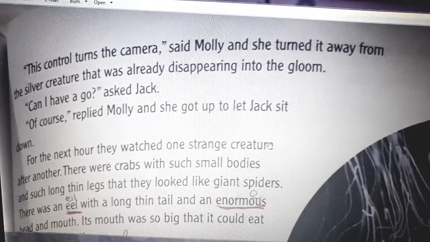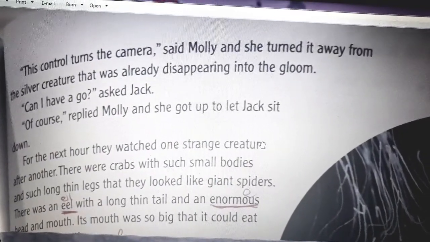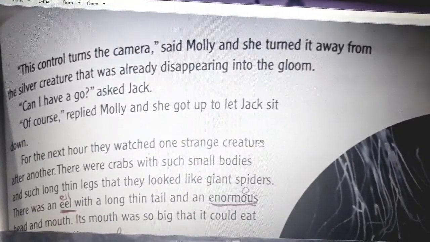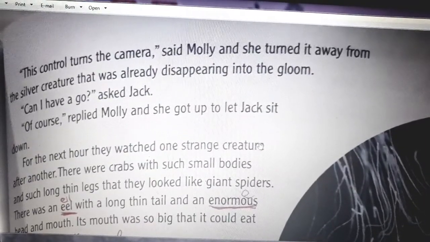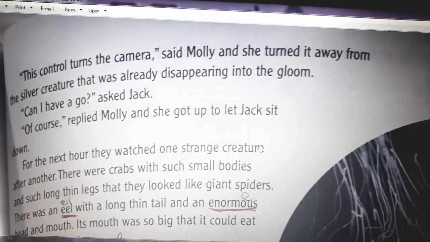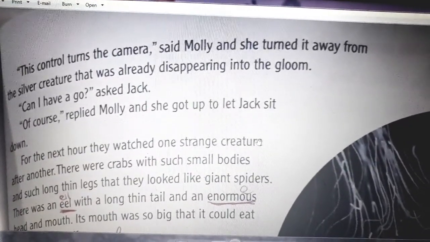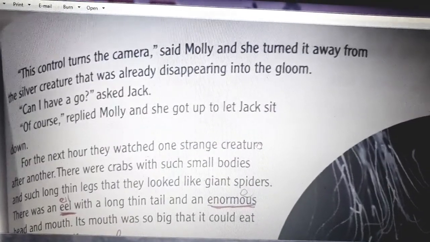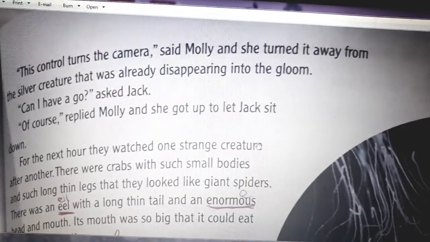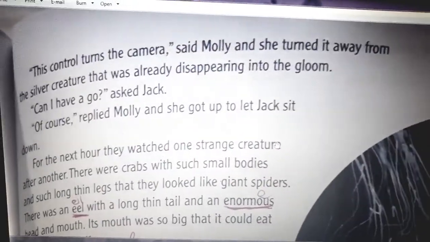Okay. This control turns the camera, said Molly, and she turned it away from the silvery creature that was already disappearing into the gloom. Can I have a go? Asked Jack. Of course, replied Molly, and she got up to let Jack sit down.